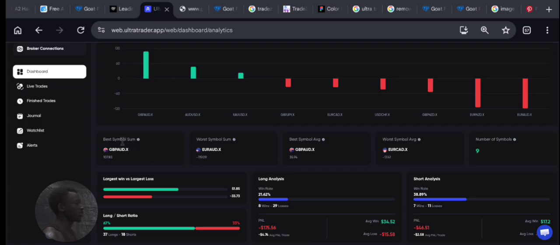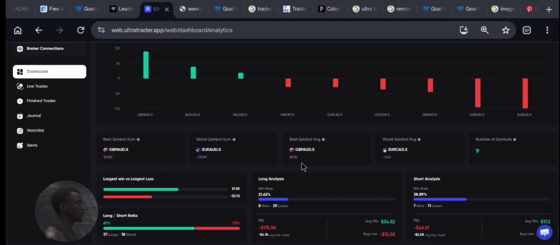And to the next tab, you can see best symbol sum. I call it the best trading pair, the one that's made the most money, which is GBP/AUD. You can see here it's $107, followed by the worst symbol sum, I mean the worst pair that's made me lose money. It's around $119, I've lost $119. Then we have best symbol average. It shows the best performing symbol based on average profit and loss per trade.